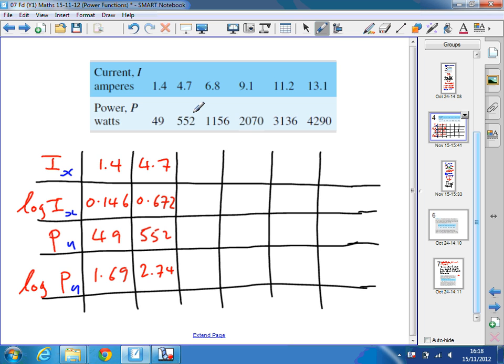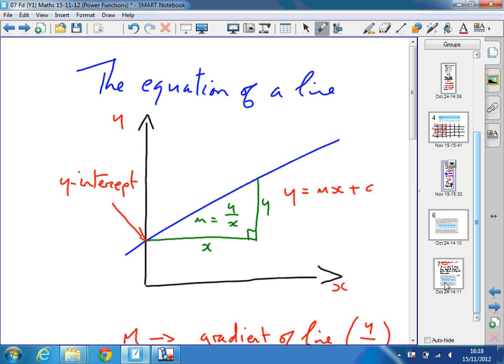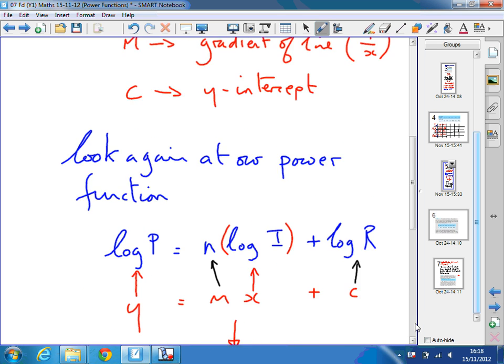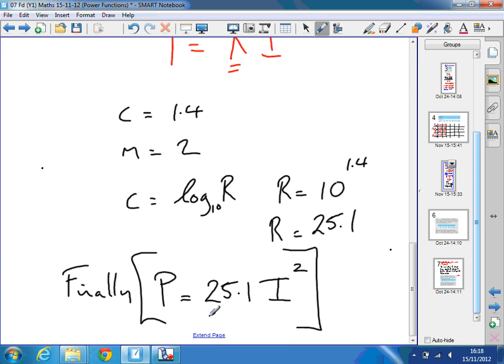Just think for a moment about how powerful that is. We've just got a set of results. From that set of results, by plotting the logarithms, we've found out exactly what the relationship is between those two variables. So for any current, I could calculate the power. And if I rearrange that formula, for any power, I could calculate the current. A very useful tool that I can get just from a set of results.